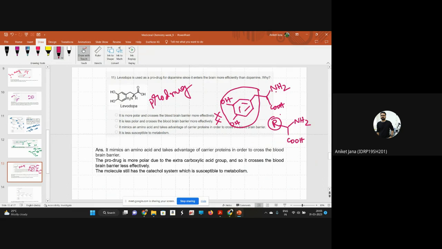Okay, so due to its amino acid-like structure, it may show better activity with the carrier protein, better binding activity. So in this way, we can explain the cause behind the better activity of levodopa instead of dopamine. Okay, so this is the right option.